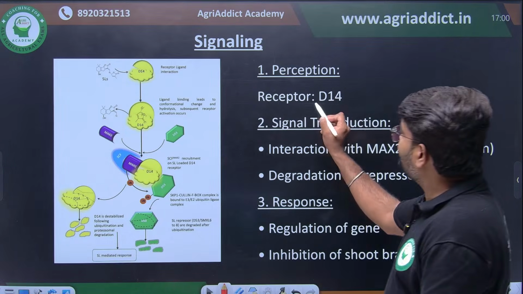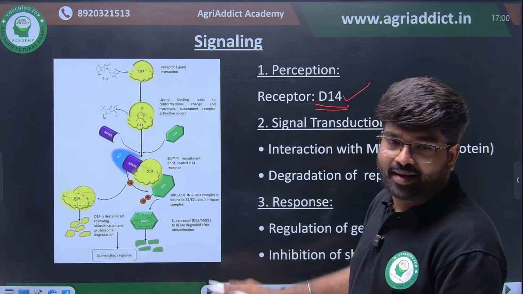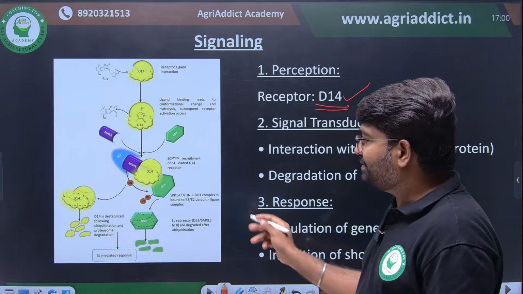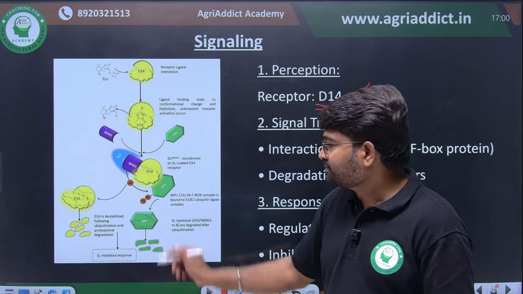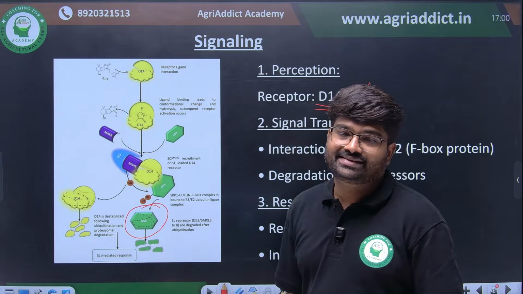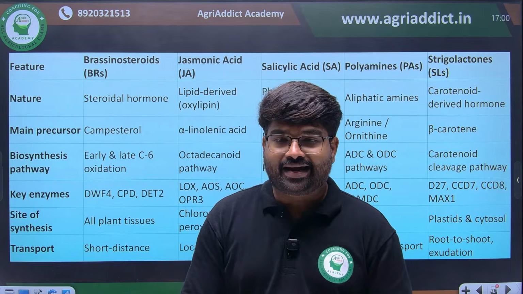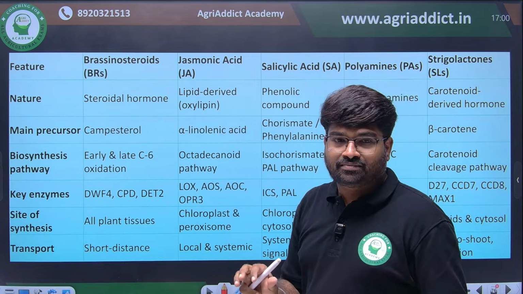The receptor for strigolactone is D14. How the signaling happens: if the inhibitor is degraded, that will lead to activation of strigolactone responsive genes. The inhibitor D53 acts as an inhibitor. With this we are completing the plant hormones. Now we are going to see the differentiation of these minor plant hormones.